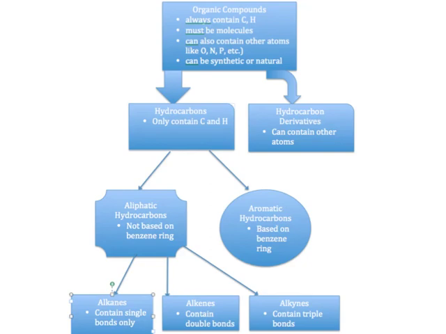Welcome to monochemistry. Today we're going to look at a specific type of hydrocarbon called an alkane. Now this flowchart will summarize a little bit about what we've talked about so far and introduce the new idea of an alkane. So remember that organic compounds, as it says in the chart, always contain carbon and hydrogen. They must be molecules. They can also contain other atoms in certain situations, and they can be synthetic, which is human-made, or natural. They can occur in nature.